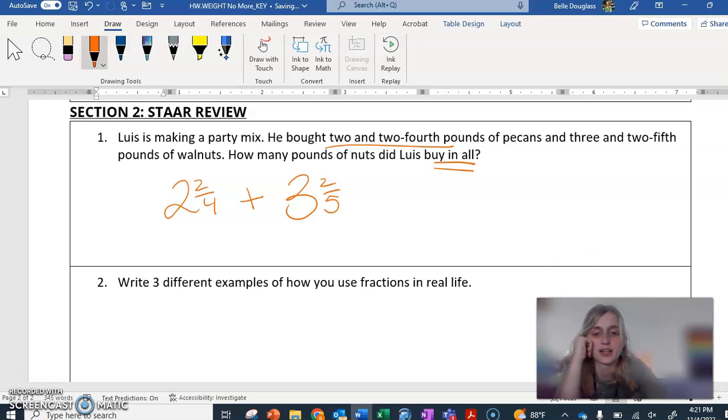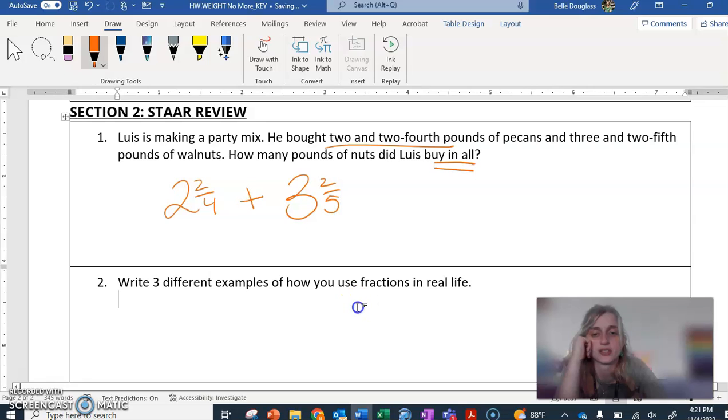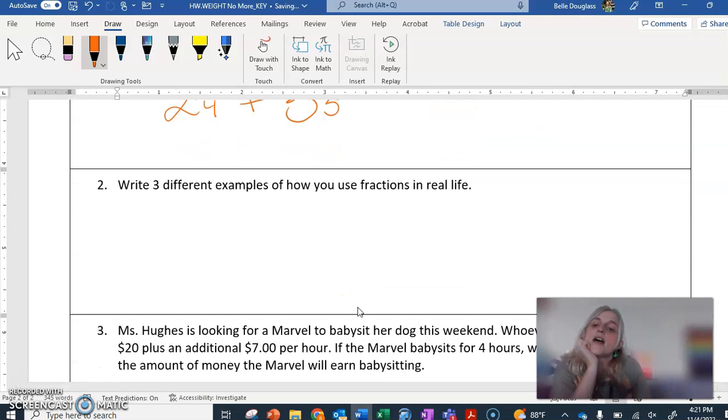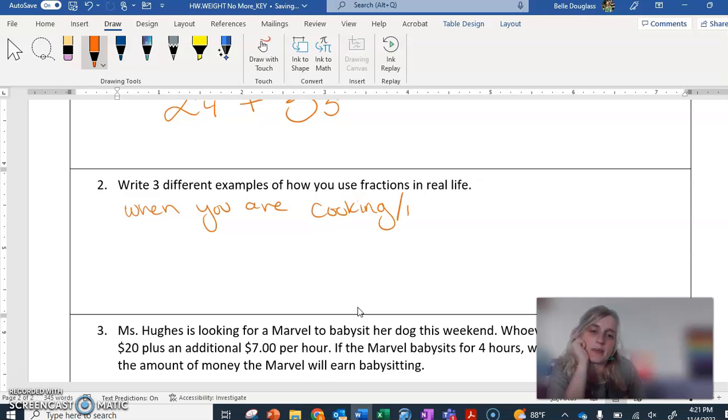Write 3 different examples of how you use fractions in real life. Well, I'll give you one. When you are cooking using a recipe, they oftentimes will give you cup amounts that are in halves or thirds or quarters.